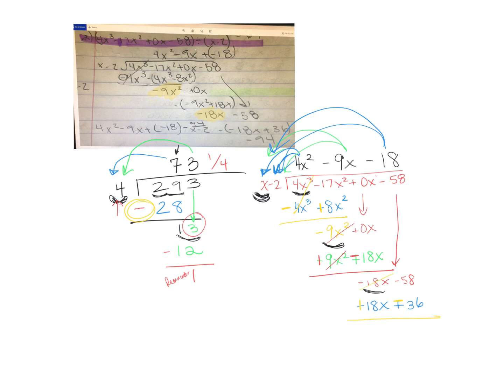So the negative 18x plus 18x cancel. And then negative 58 minus 36 will make negative 94. There's nothing else to bring down, so that's my remainder. So it's really similar to what we do with regular numbers. I'm going to write plus negative 94 over x minus 2. Sometimes people might write this ending as just minus 94 over x minus 2. Either way is totally fine. So hope that makes more sense.